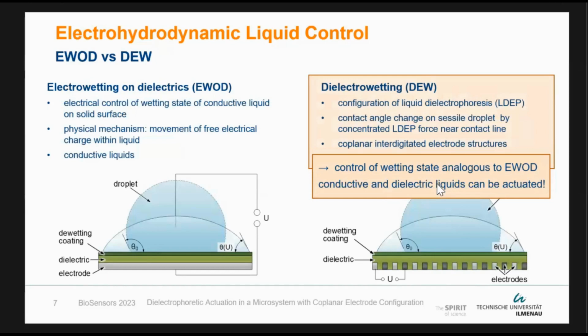So depending on the medium that we want to use to transport our biological samples, it's not dependent on whether it's a dielectric or a conductive liquid, we can use it for all liquids, basically. So now we're talking about contact angle changes. How can this effect be used to move a droplet from one position on our substrate to another?